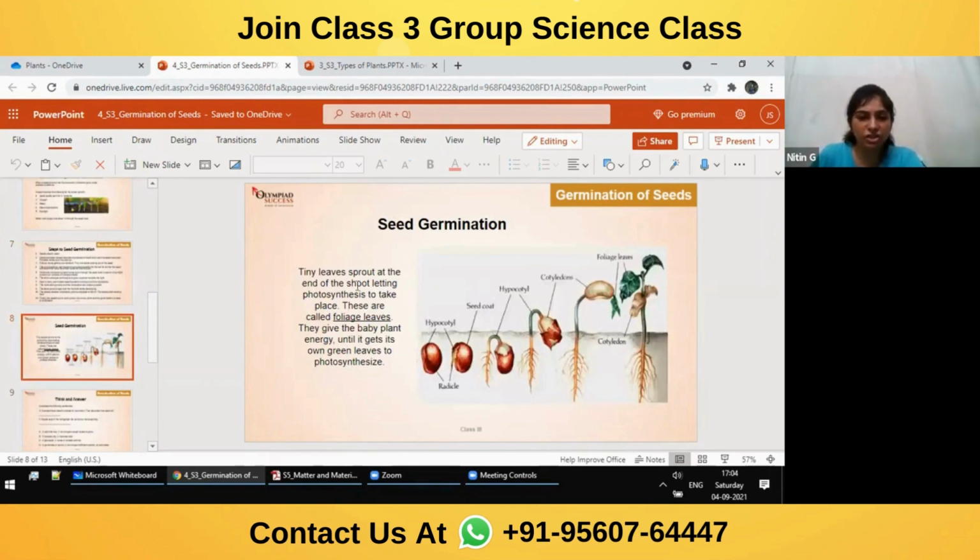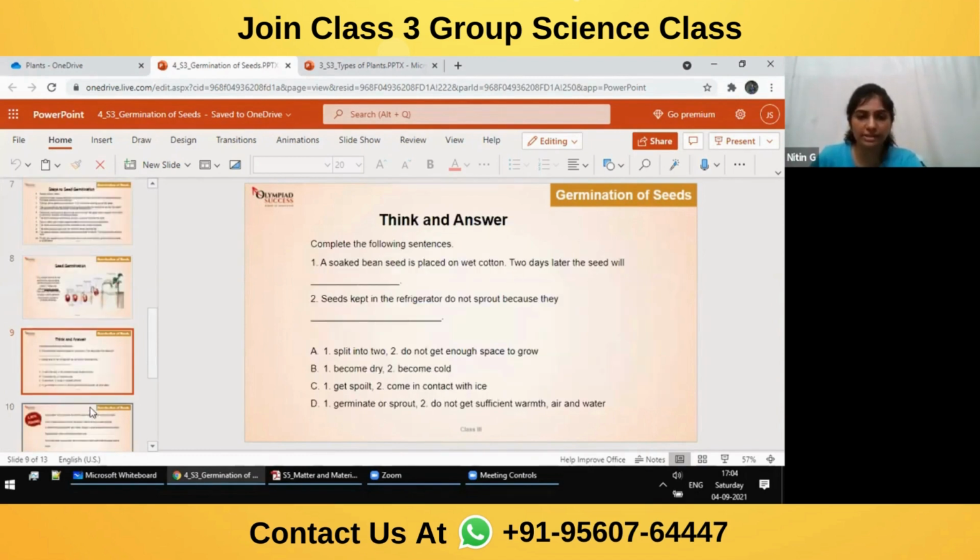Seed germination. Tiny leaves sprout at the end of the shoot. You can see tiny leaves at the end of the shoots, letting photosynthesis take place. These are called the foliage leaves. They give the baby plant energy until it gets its own green leaves to photosynthesize. Clear? These leaves grow further and then they will photosynthesize.